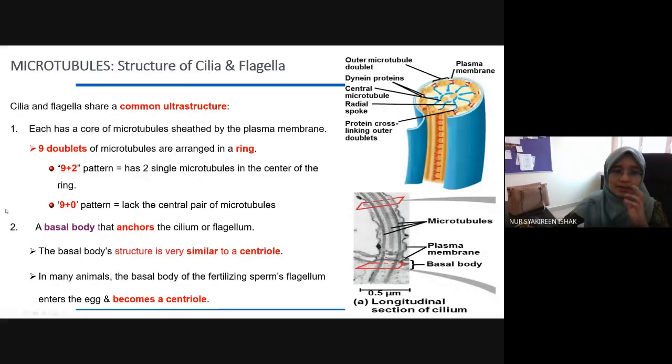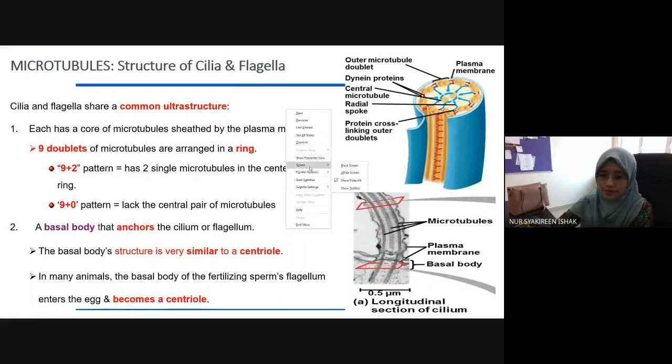So another common structure that the cilia and flagella share is that they will have basal body. So what is basal body? A basal body anchors the cilium and flagellum to the main cell. The basal body structure is similar to a centriole, so it will have arrangement 9 triplets of microtubule. The arrangement of microtubules for basal body is the same as centriole, 9 triplets of microtubules. So in many animals, the basal body of the fertilizing sperm flagellum enters the eggs and becomes a centriole.